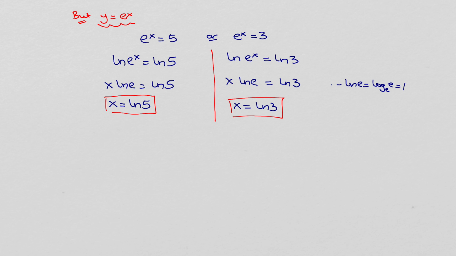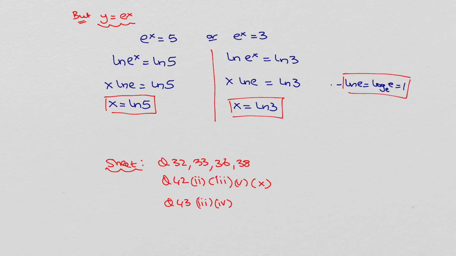So let's have a look at the sheet for some questions. So on the sheet, question 32, 33, 36, 38, then 42, part 2, part 3, part 5, part 10, and 43, part 3 and part 4.